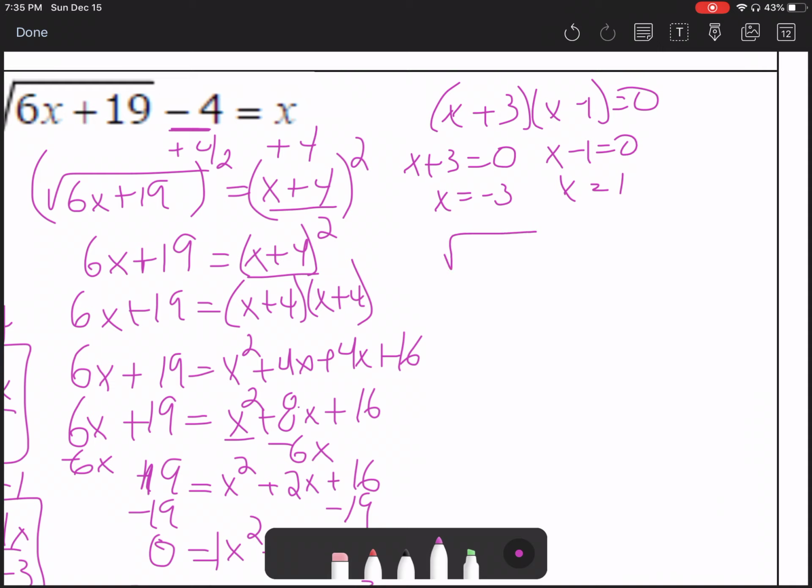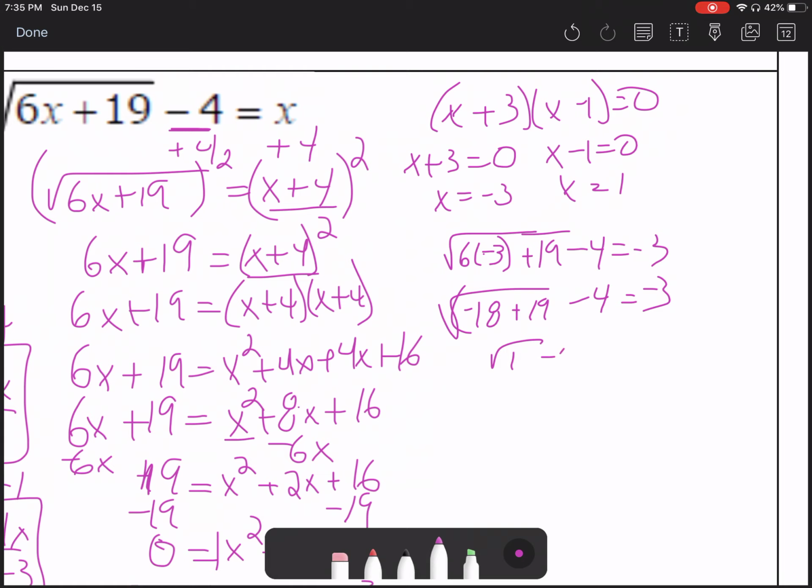So the first one I'm going to check is negative 3. So 6 times negative 3, that's a negative 3, plus 19 minus 4 should be equal to negative 3. So this is going to be the square root of negative 18 plus 19 minus 4 is equal to negative 3. The square root of 1 minus 4 is equal to negative 3. 1 minus 4 is equal to negative 3, and negative 3 is equal to negative 3. So that checks out.